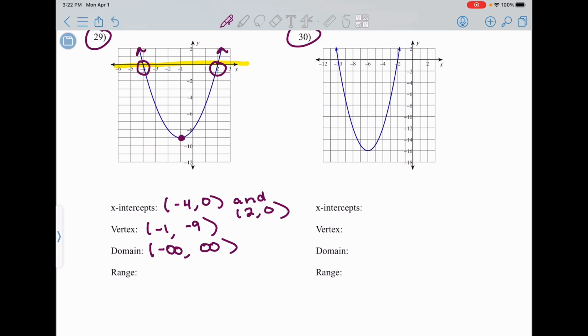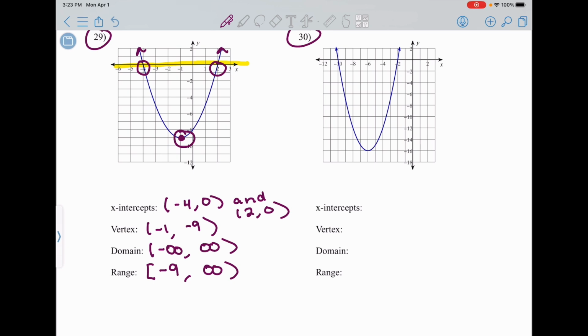For the range is low to high, and so it looks like my graph goes as low as negative 9, and we're going to use a bracket for that, because notice how I have a solid point there. And then my parabola goes up forever. So that will be negative 9 to positive infinity.